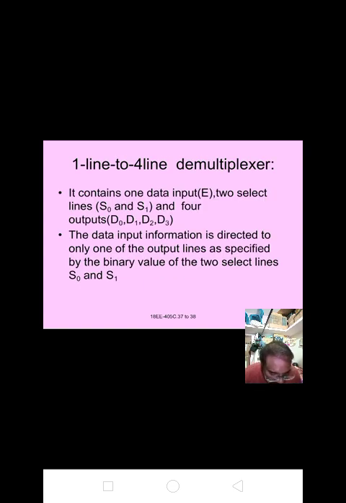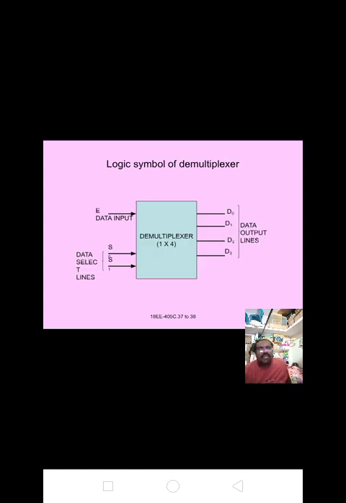Here I have given the 1 into 4 demultiplexer. Its data input is E, the data select lines are S0, S1, and the outputs are D0, D1, D2, D3. It is the logic symbol of the 1:4 demultiplexer. If anyone wants to draw, please make a note of it.